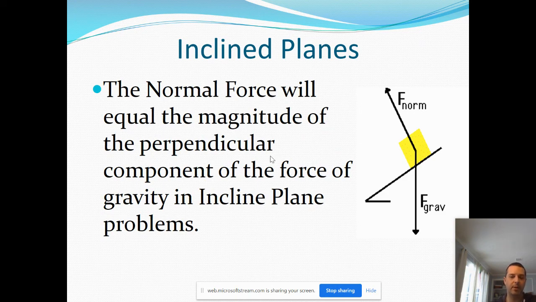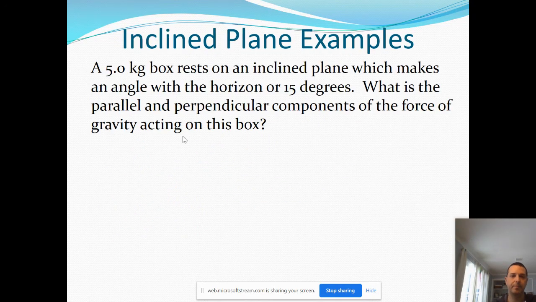The other component we're going to look at for gravity is going to be the perpendicular component of gravity to the incline. This perpendicular component is going to be what's pointing directly into the incline, and the normal force, if we were to calculate normal force, is always going to be equal to the perpendicular component. So let's go ahead and do an example for this.